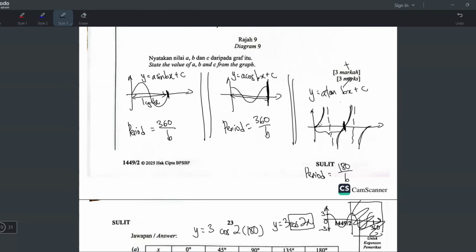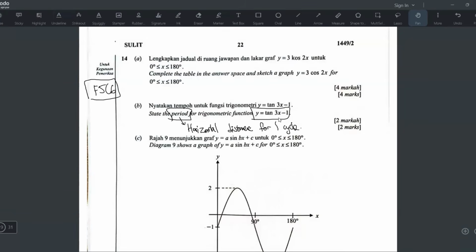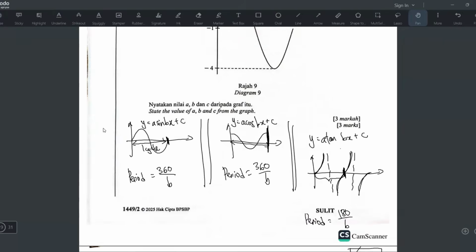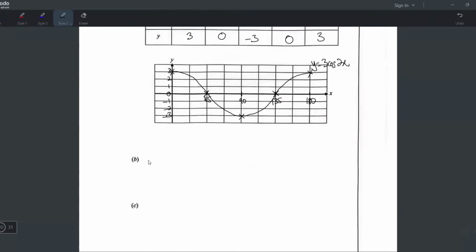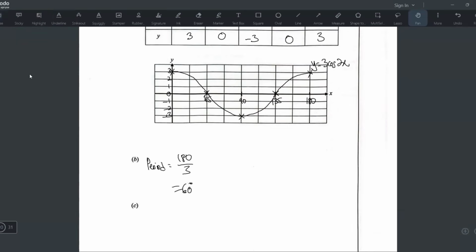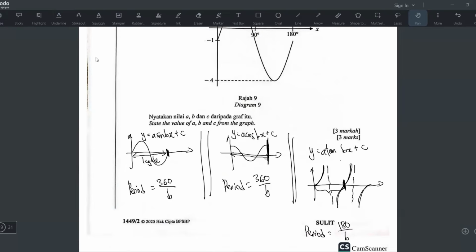So now we have all these notes, we can answer the question. They want the period for tangent 3x minus 1, right? So what do you do? For tangent, just take 180 divided by b. Because tangent 3x minus 1 means the b is 3, the period will be 180 divided by 3, so it will be 60 degrees.